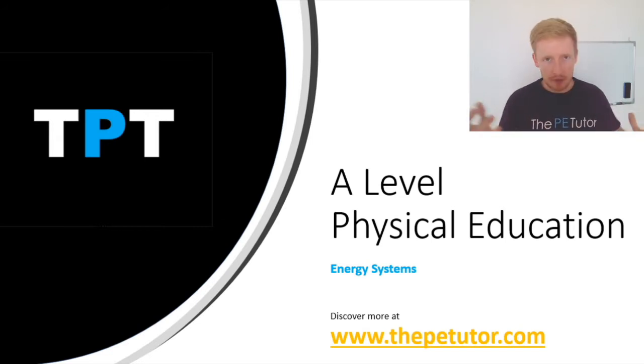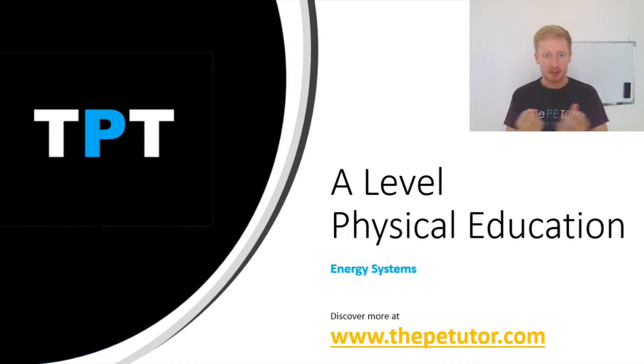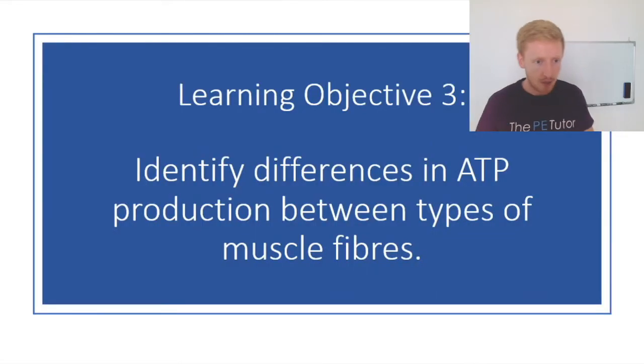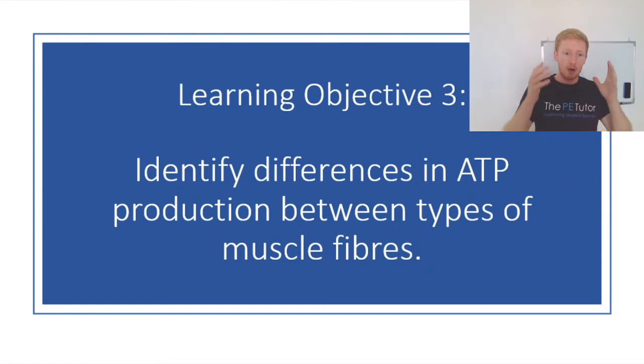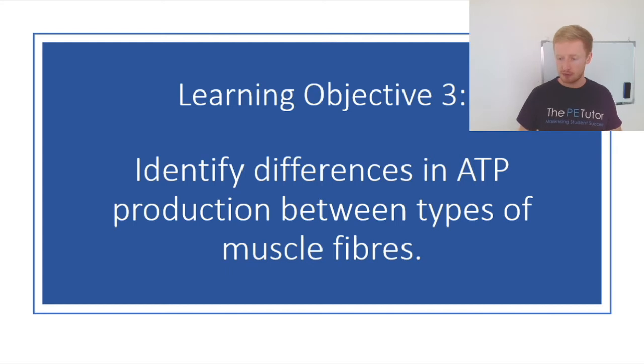So we're going to look at a couple of different sporting situations, a couple of different muscle fibre types, and we're going to see which sort of relationship between fibre type and sporting context, what energy system they rely on most. And then at the end of this session, we will be taking a look at EPOC, the excess post-exercise oxygen consumption. So we're going to get straight into it, and starting off we're going to be able to identify the differences in ATP production between the types of muscle fibres.